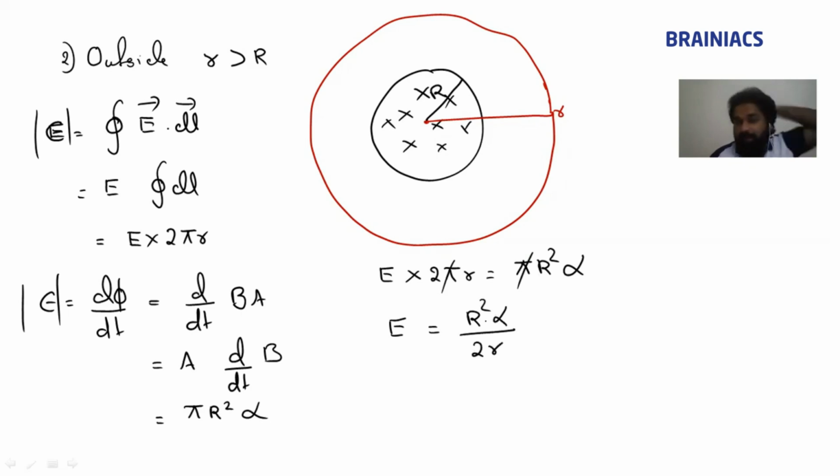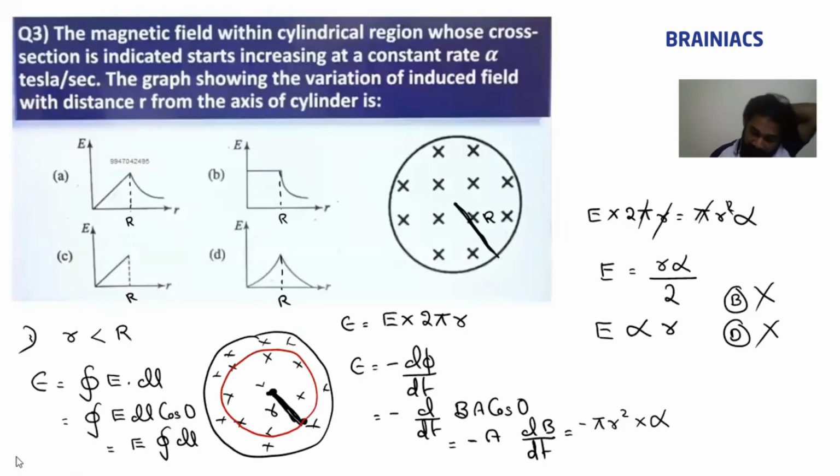Here this capital R alpha by 2, everything is constant. So here E is inversely proportional to what? Small r. So the shape will be like this for inverse proportion. So what will be the graph we can take? So the graph is going to be option A. Option A is matching exactly for inverse proportion. So option A is the correct answer.